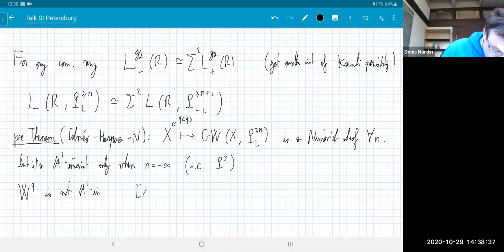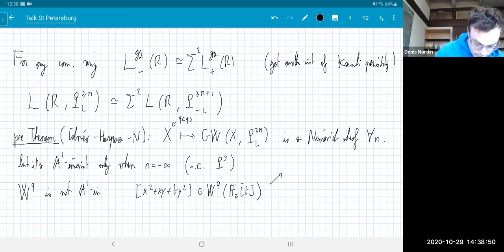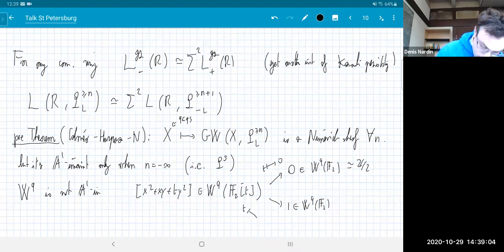Because we have this quadratic form in WQ of Z of F2, let me say over a field, over F2[T], that is sent to zero in WQ of F2 when T goes to zero, but to the generator, and that's a Z mod 2, by the way, when T goes to one. So there is this fundamental obstruction. It's very explicit. You can write it down. You can see exactly what's happening.